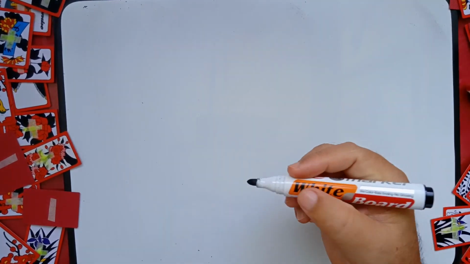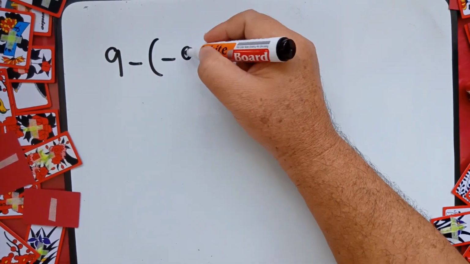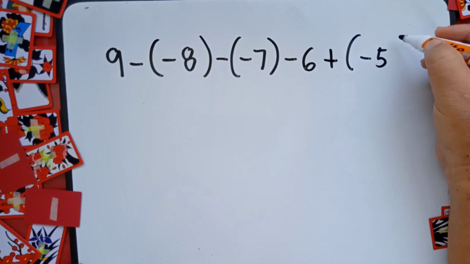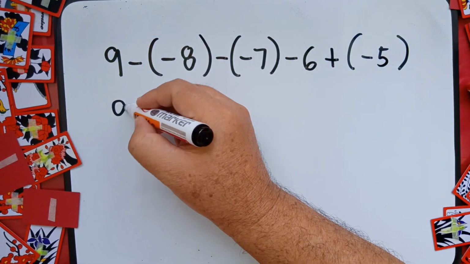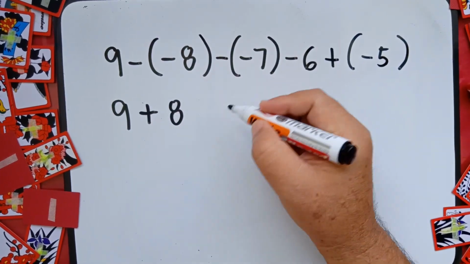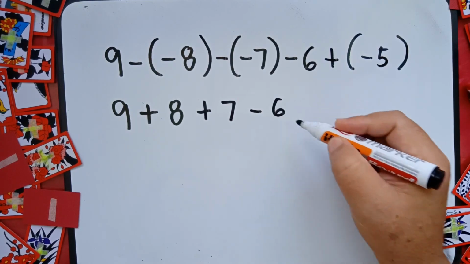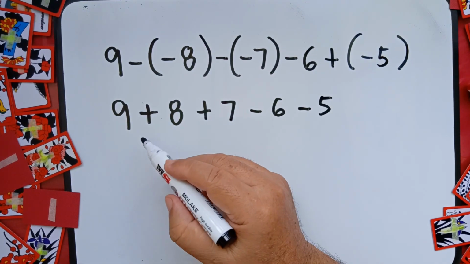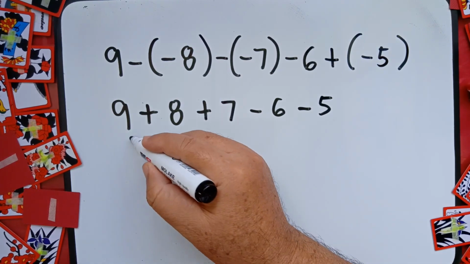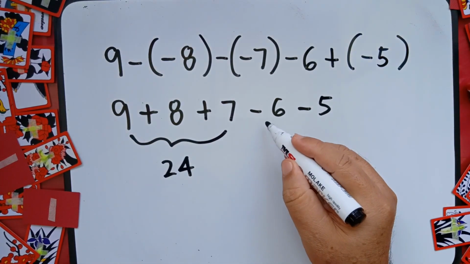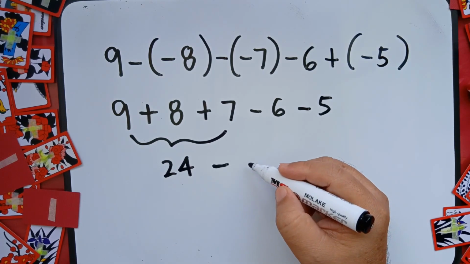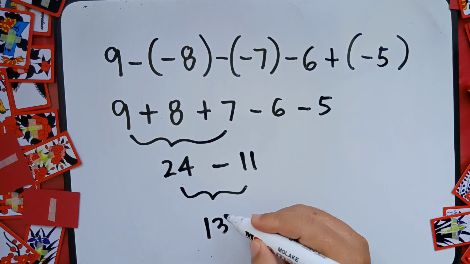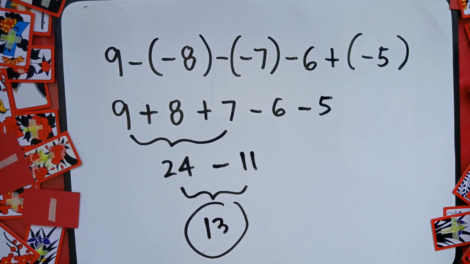Let's try 9 minus negative 8 minus negative 7 minus 6 plus negative 5. Okay, my technique. 9, negative times negative will become positive. Negative times negative will become positive. Then copy the negative 6. Positive times negative is negative. Combine. 9 plus 8 plus 7. 9 plus 8 is 17, plus 7 will become 24. Negative 6, negative 5 will become negative 11. Combine: 24 minus 11 is 13. Final answer. It's as simple as that.